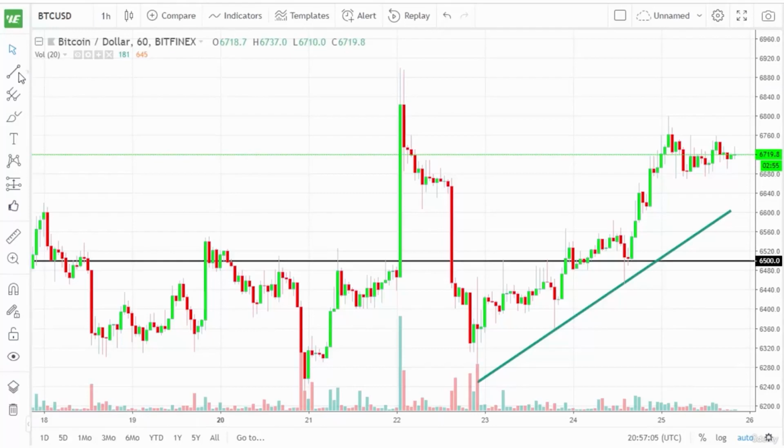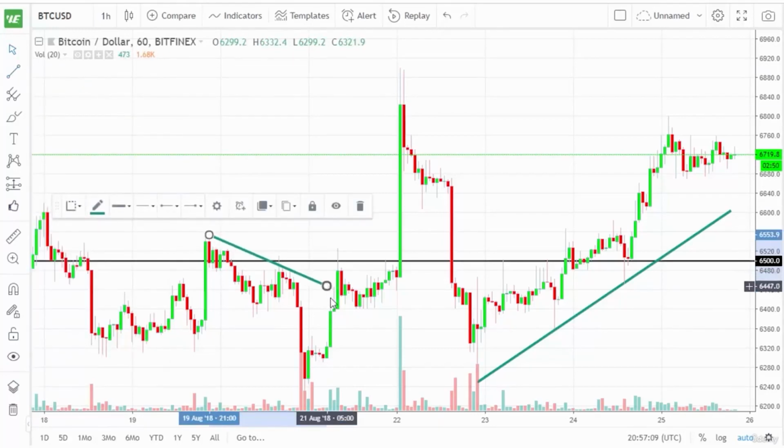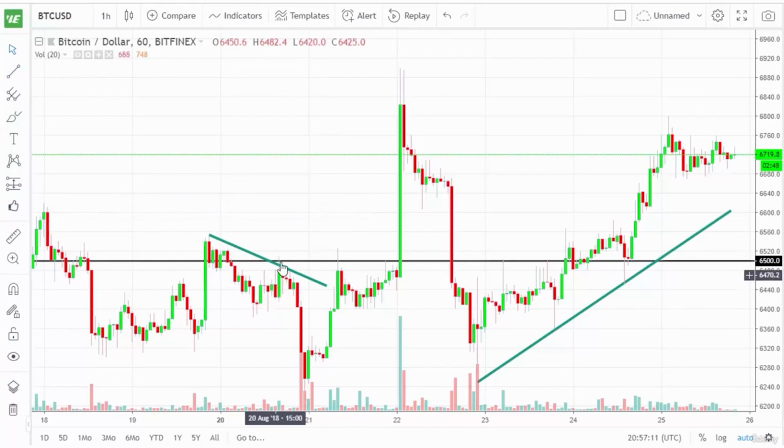The exact opposite is a downtrend line. So, for example, you could draw it there, and you can say that price has not been able to break above there. So that's the second very important markup that you'll need on these charts.